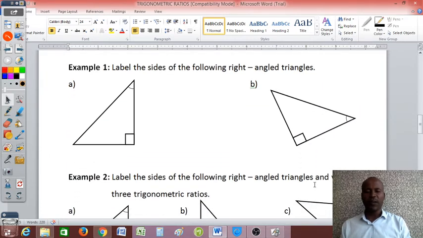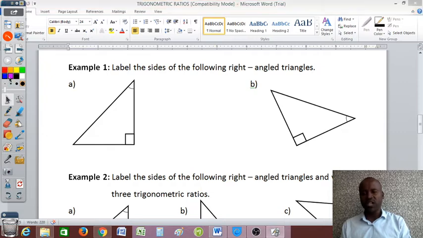So look at the example. The example says, label the sides of the following right-angled triangles. Now, to label the sides of these given right-angled triangles, our first step should be: which angle is given? As you can see, which angle is given here?